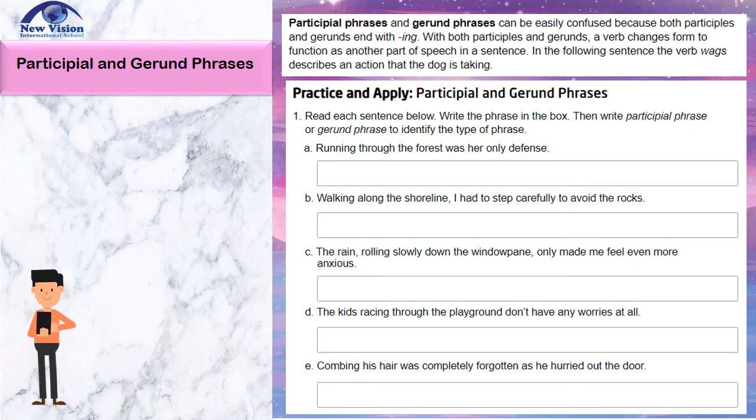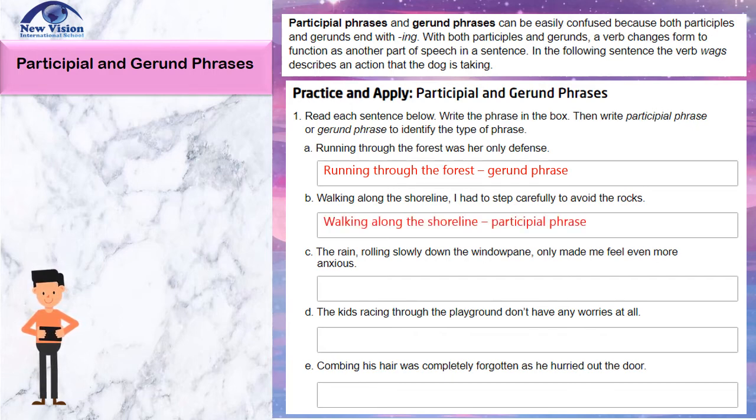Let's try to answer. A. Running through the forest was her only defense. The phrase is running through the forest. It's a gerund phrase. B. Walking along the shoreline, I had to step carefully to avoid the rocks. The phrase is walking along the shoreline. It's a participial phrase.